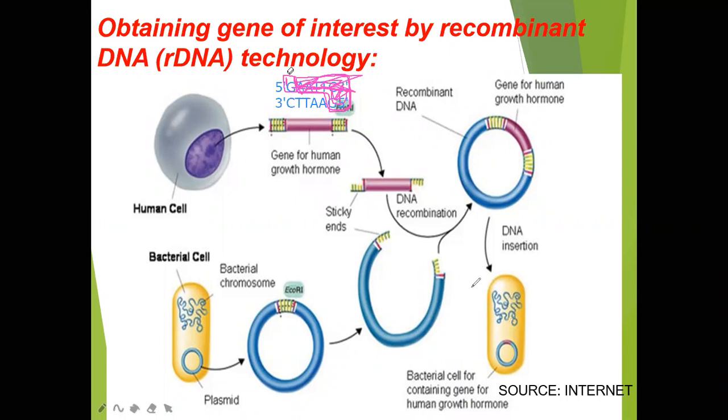Here the host is bacteria. Now culture this host on a large scale and what do we get? Our desired product. And here what is the desired product? Growth hormone. Very good. Human growth hormone is the desired product. So with the help of bacteria, we are going to get human growth hormone.